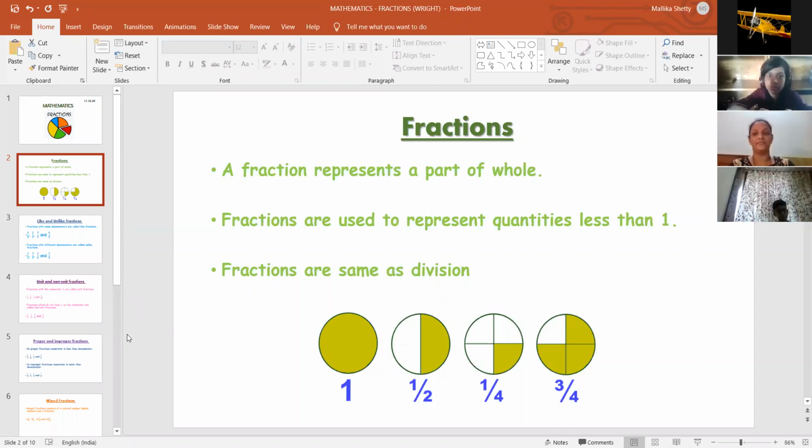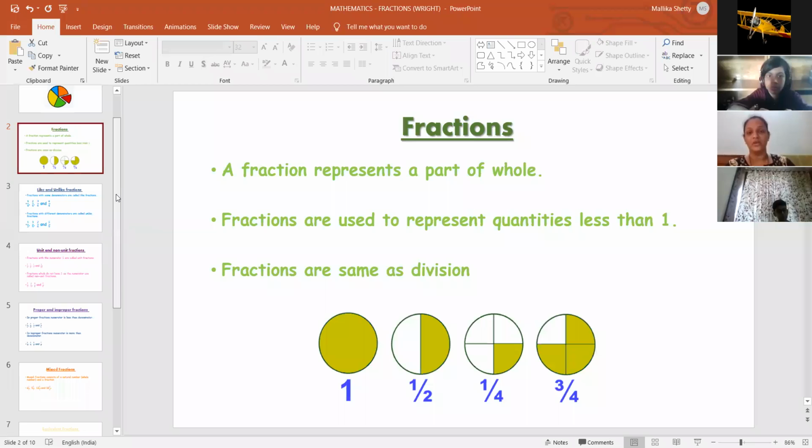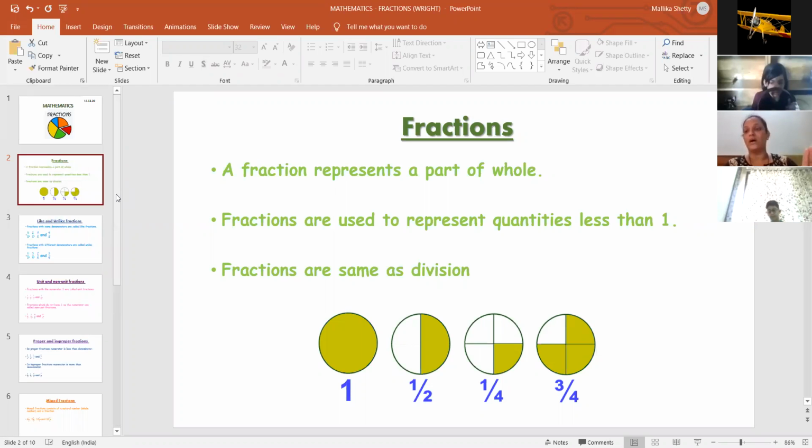Decimals. Yes, I told you I'll keep a short test. I have many worksheets for y'all today. You have just finished with fractions, right? So this could be a kind of test for y'all. And once we do today's class, the next class we'll start with decimals.